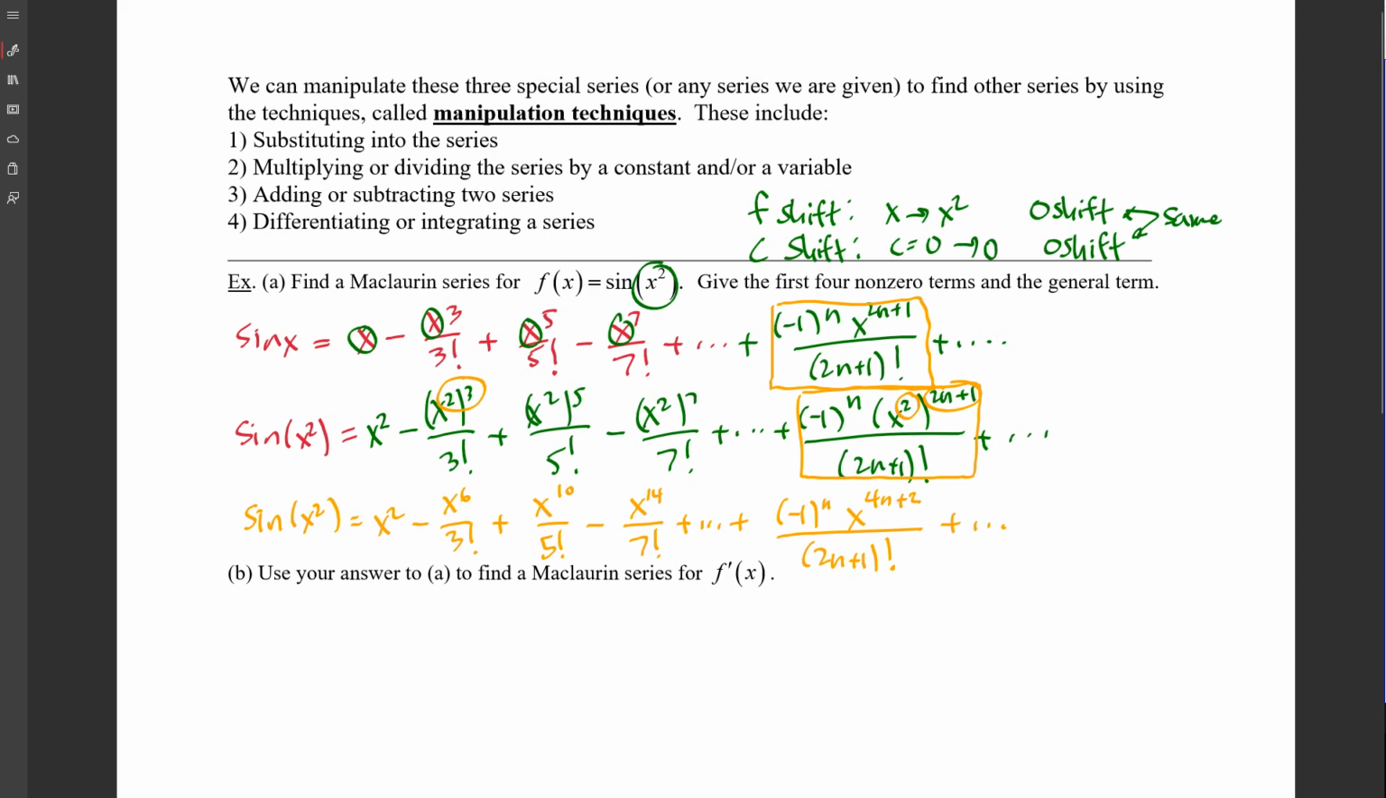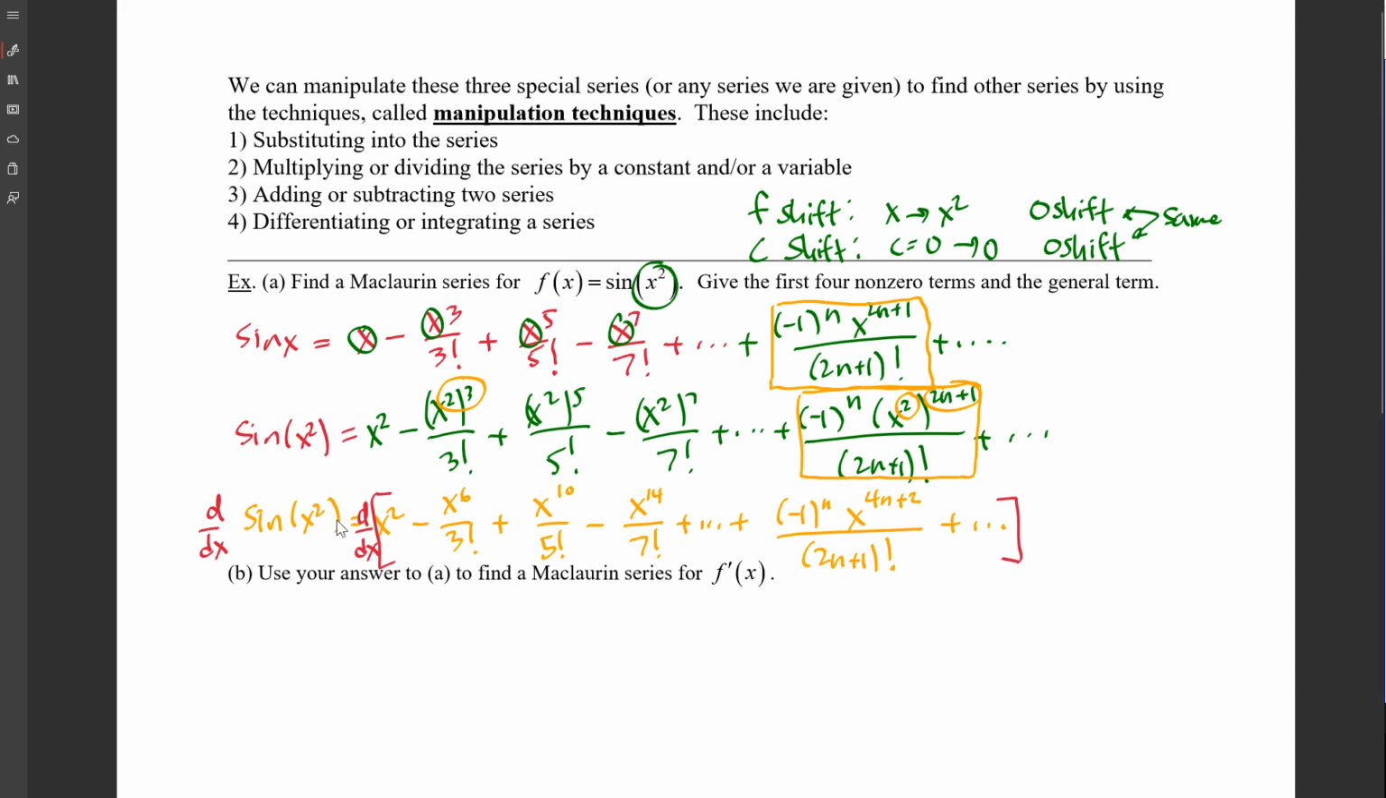All right, what if I asked you to use this answer in A to find a Maclaurin series for f prime of x? So what's f of x? f of x is sine x squared. So this is sine x squared here. What I want to know is the derivative of sine x squared, if I wanted to take the derivative of both sides. Okay? Taylor series allows you to do that. You can take the derivative of this term, and that will be equal to the derivative of the sum of all of these terms here. So let me put in a little sum symbol here. Okay? Not always, but in this situation, you can actually take the derivative of this.